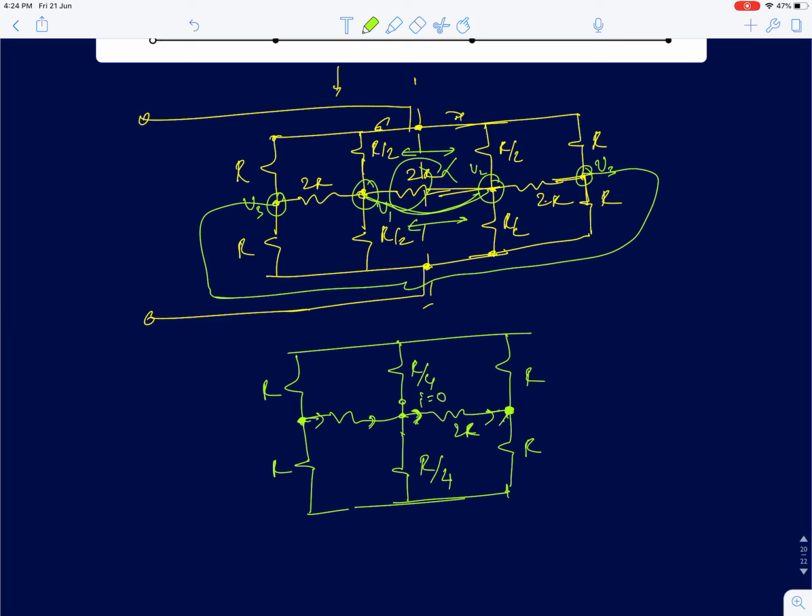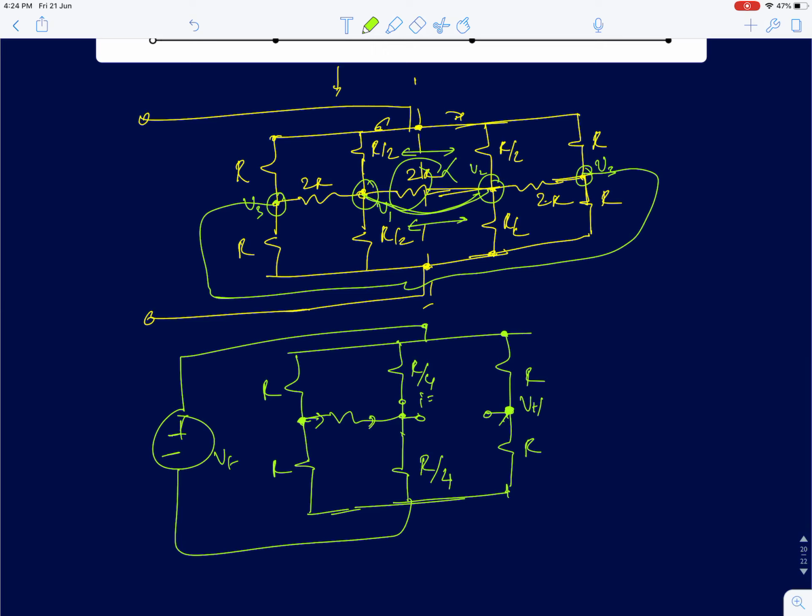How do we do that? We can go for the Thevenin equivalent. I'll first remove this resistance and try finding the open circuit voltage between these two nodes. Let's assume we applied a test voltage Vt between these two terminals. We know that this voltage is Vt by 2. We have already analyzed a circuit like this. If the ratio of this resistance and this resistance is equal to the ratio of this and this, we said no current flows through this.